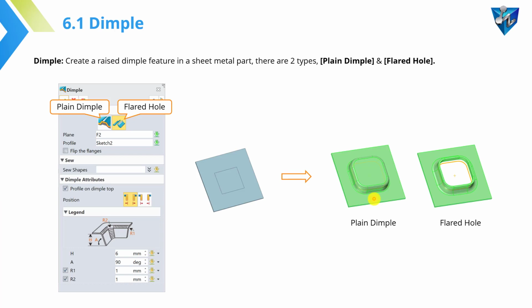So the first one is the dimple command. It is used to create a raised dimple feature in a sheet metal part based on a profile. And the other parameters can be defined here. And it's also able to create both plain dimples and flared holes.